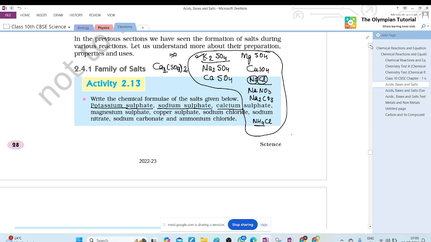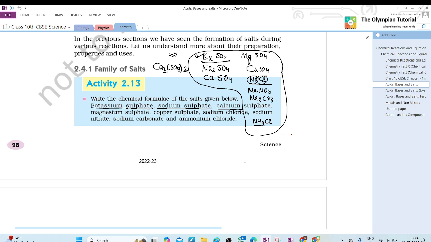Ma'am, salts are the mixture of acid and bases. Very good. How are salts prepared, Ayukta? Ma'am, by adding acid and base together. Very good, Tanya, which type of reaction is this called? Neutralization reaction, in which acid reacts with base giving salt and water.